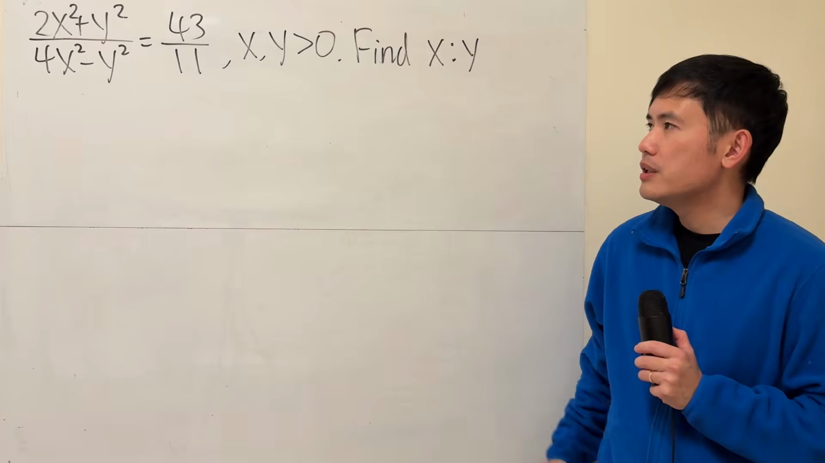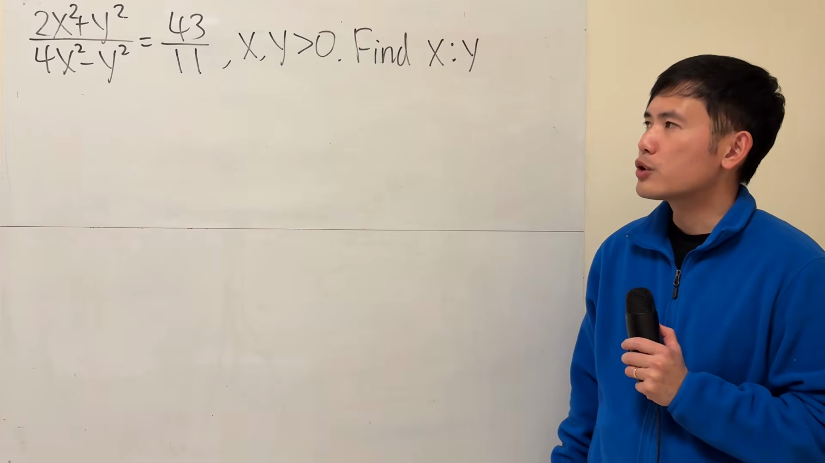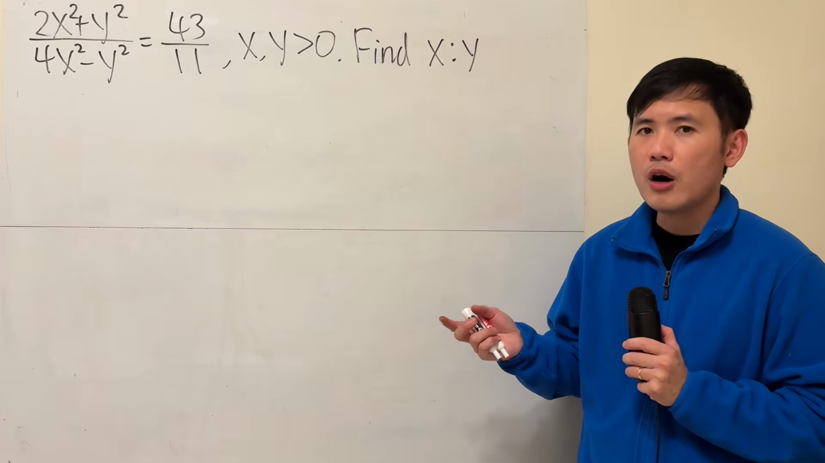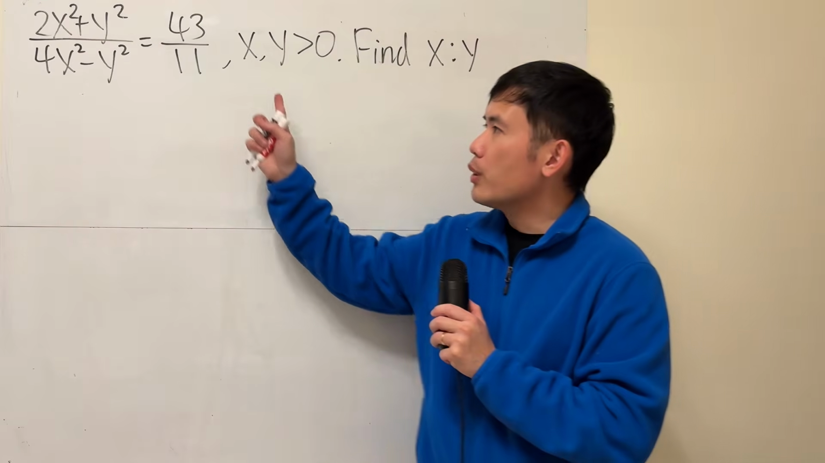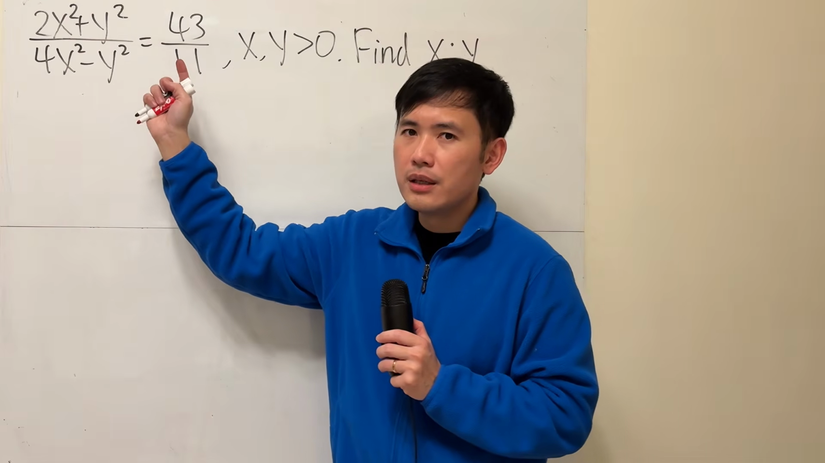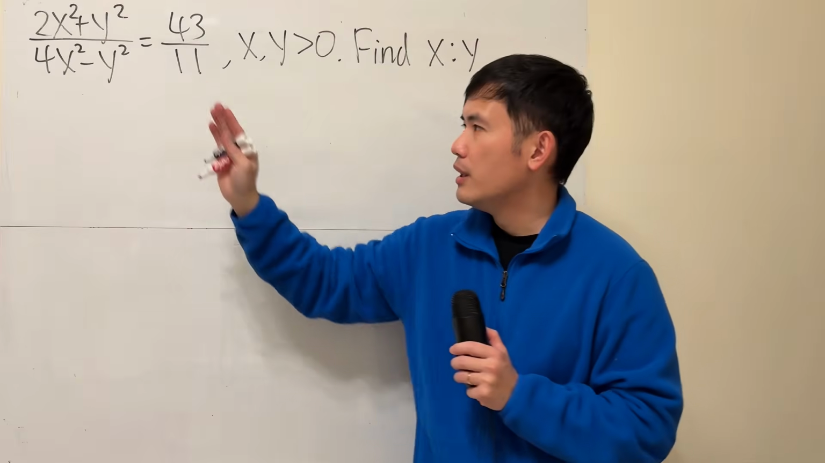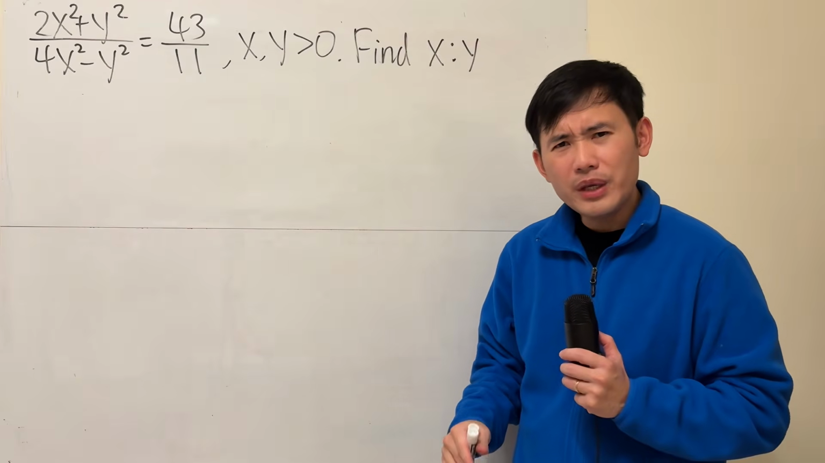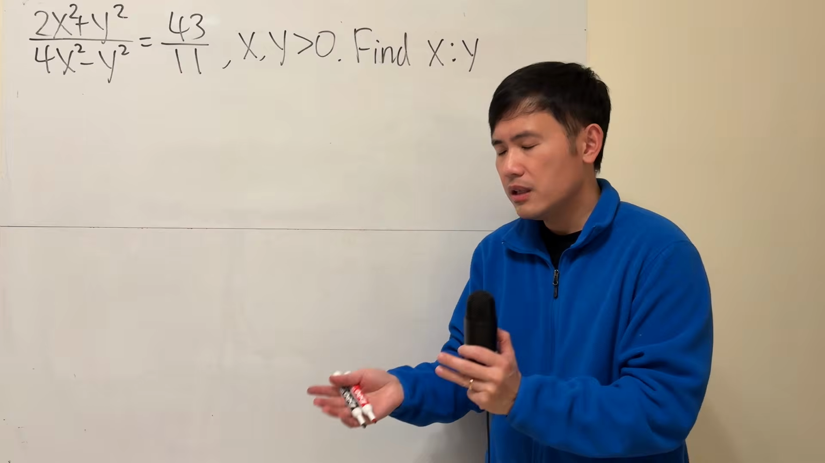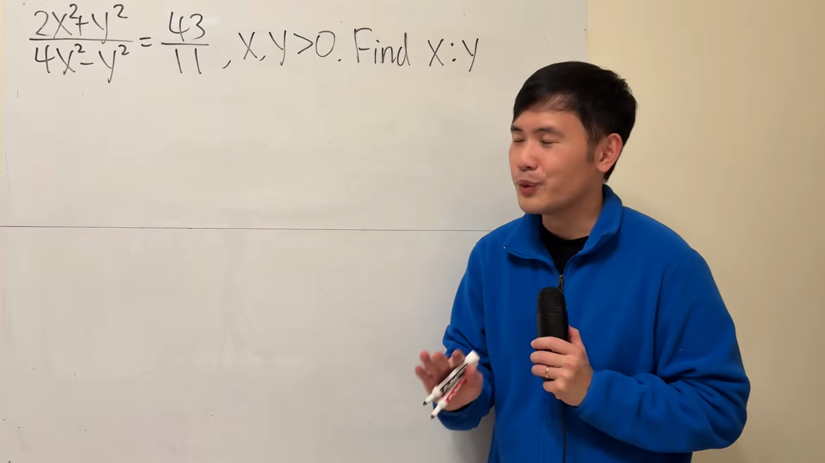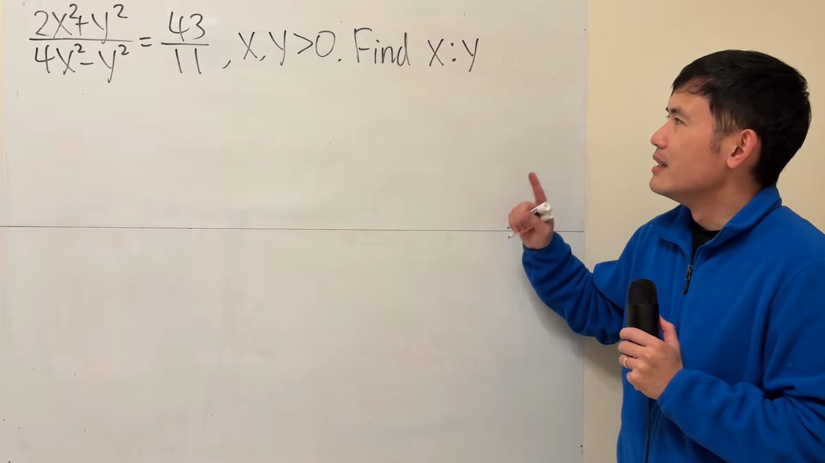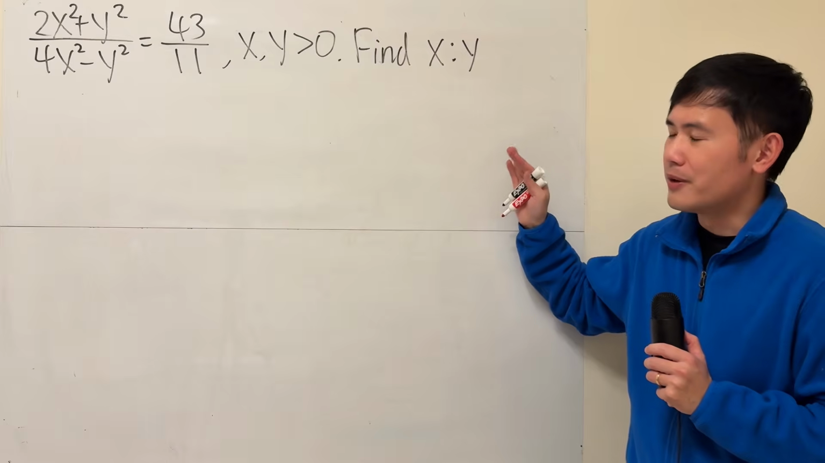So this question is an algebra question and we're trying to find the ratio of x to y. I think the tricky part is this: we only have one equation, but we have two unknowns, x and y. So are we able to find x specifically and y specifically and then find the ratio of that? No, we are not going to do that.